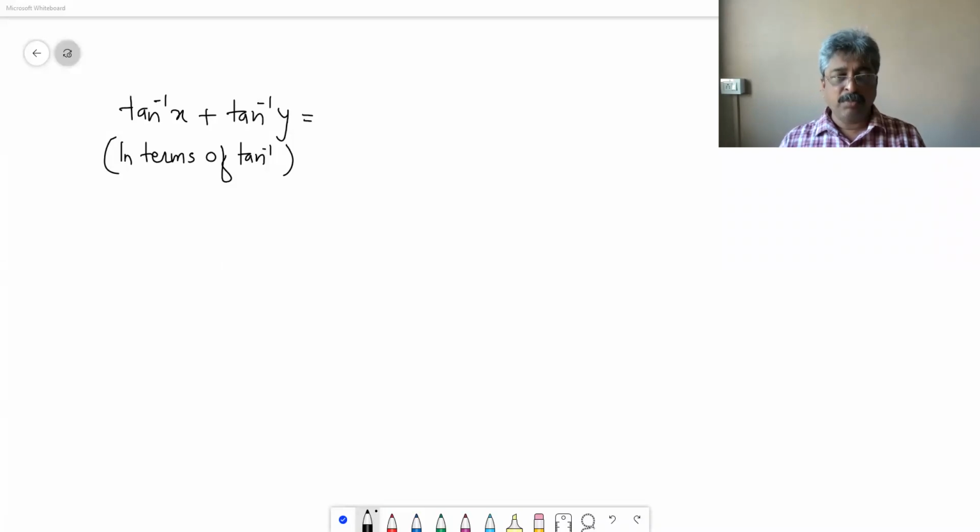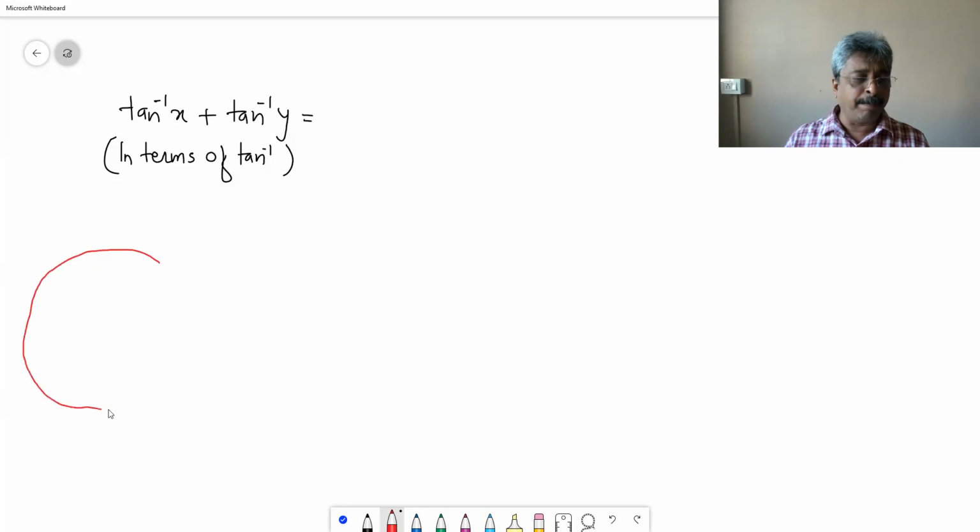This is the most important problem in inverse trigonometric function. If we do this correctly, maybe all other problems also we will be able to solve correctly. So what is the issue in this? Let us straight away get back to our unit circle business and figure out why this is a problem.